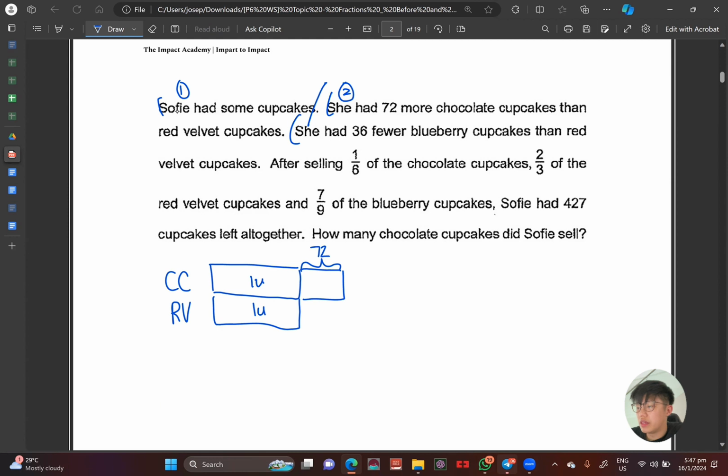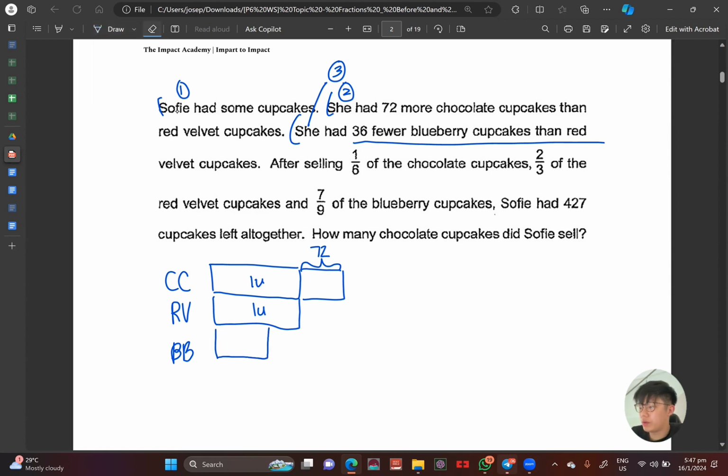Now, sentence number three, she had 36 fewer blueberries. So blueberry is fewer than what? Fewer than red velvet, right? So actually, I shouldn't have written this 1 unit over here because when I write that, I'm not able to split it into half. So I'm just going to do it this way. This is 36, and then we mirror image, and then this is also 36. Okay, then we can have all of this as 1 unit, 1 unit, 1 unit.